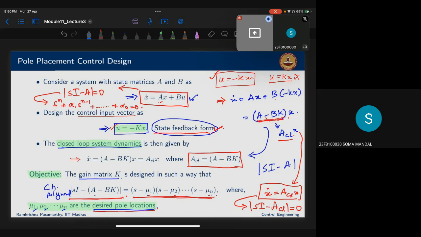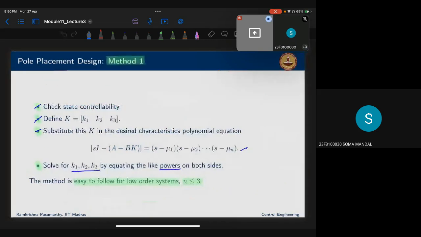Then, on the left hand side we have one polynomial, and on the right hand side we have another polynomial. We compare both, and then we find the coefficients of this K matrix. That we will see in an example. Is this process clear? Okay, let me show you an example. This is what we do.